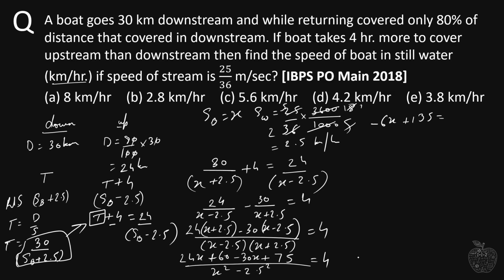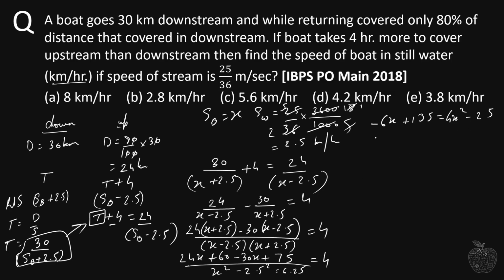This entire thing will go on the right hand side and get multiplied with 4, so we get 4x square minus, okay, we know that 2.5 square is 6.25, right? 2.5 square is 6.25, and 6.25 into 4 will be 25 only. This is a minus sign, so minus 25. All right, this much is clear.